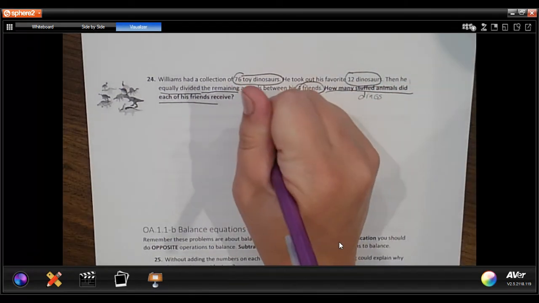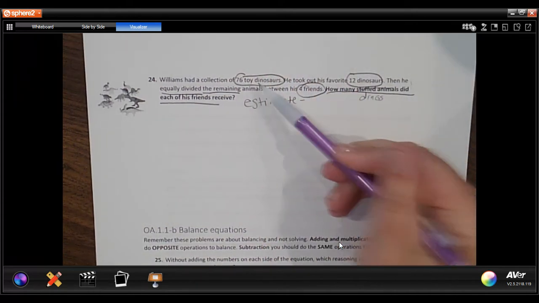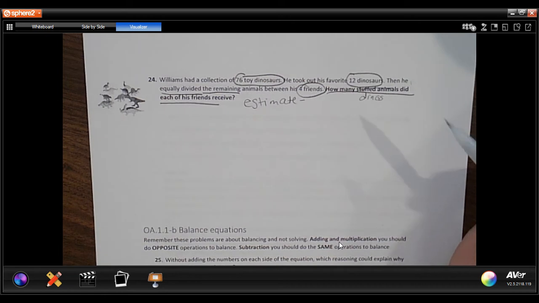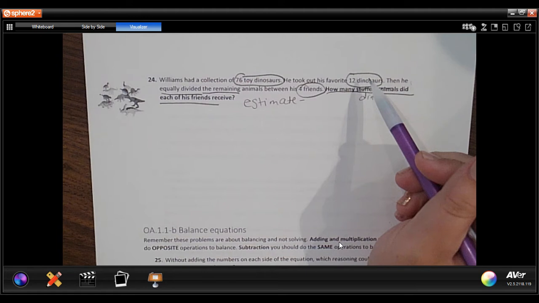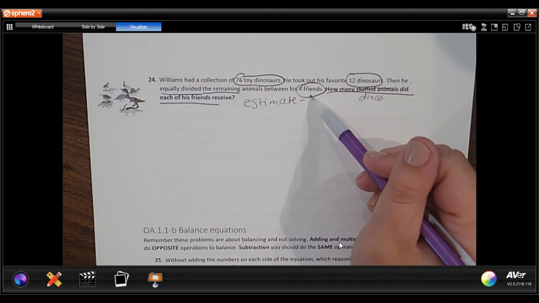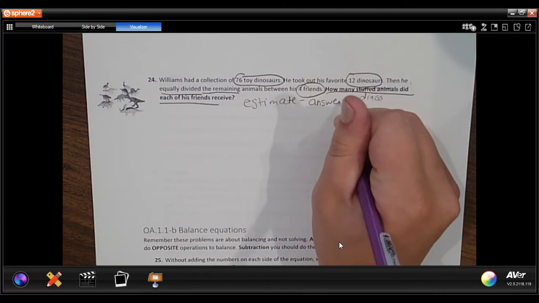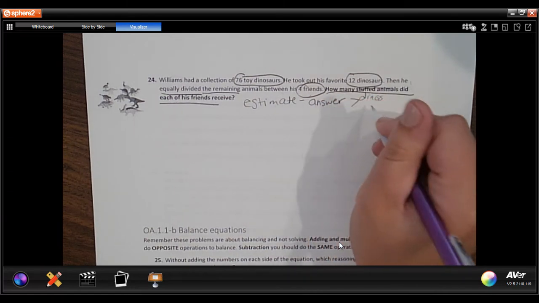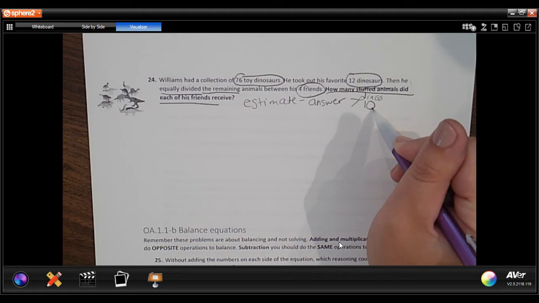So I'm first going to make an estimate. He had 76 of them, and he kept 12 of them. So I'm going to do about 75 minus 10, which would be about 65, and he gave them to his 4 friends. I know that 4 times 10 is 40, which is pretty close to 60. So I know that the answer is going to be greater than 10, because his friends are going to get more than 10 dinosaurs based on my estimation.